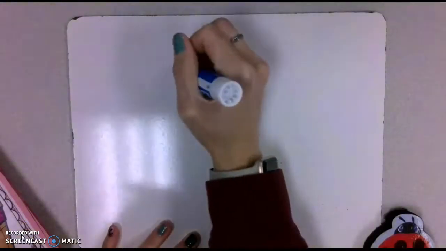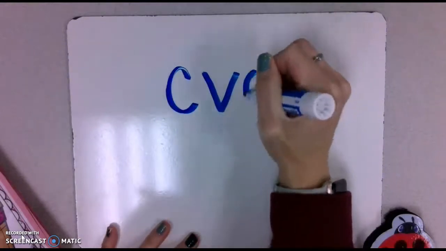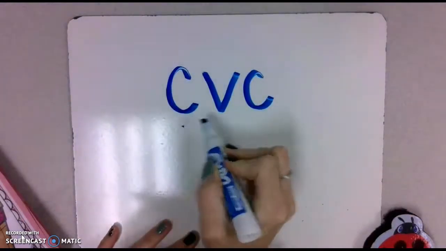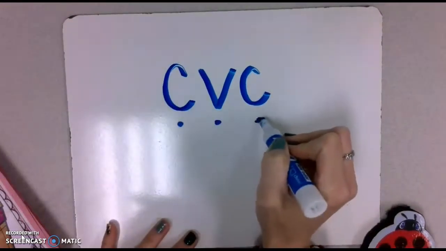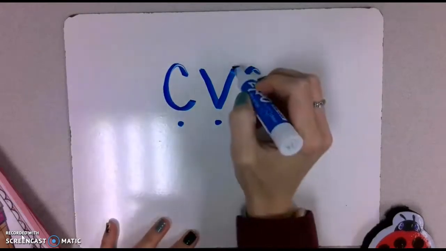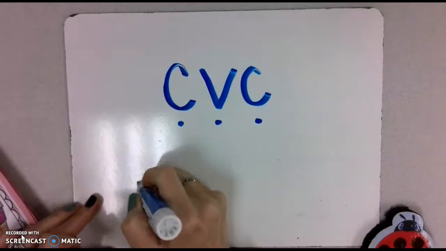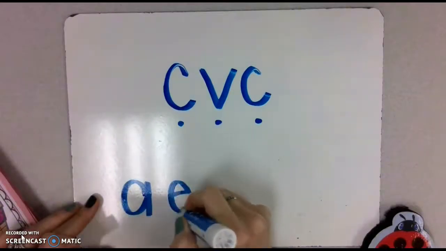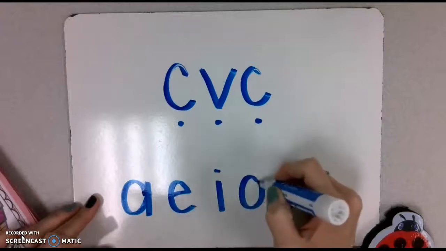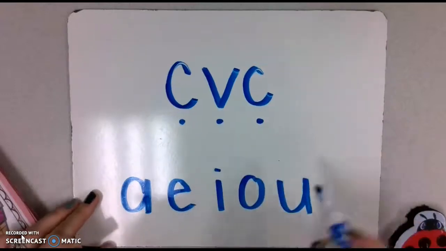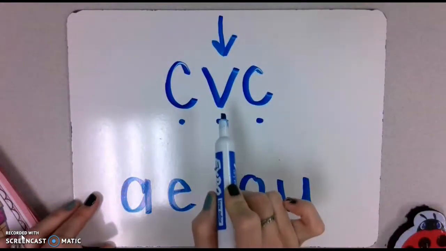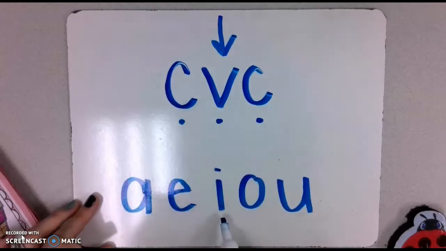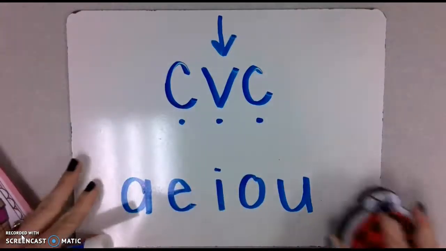Hello, kindergarten. Today, I would like to practice some CVC words with you guys. And if you remember what CVC words are, they are consonant, vowel, consonant words. So consonants are all the letters in the alphabet that are not vowels. And if we remember what our vowels are, A, E, I, O, and U. So every time we write a CVC word, the letter in the middle will either be an A, E, I, O, or U. So keep that in mind as we write our CVC words today.